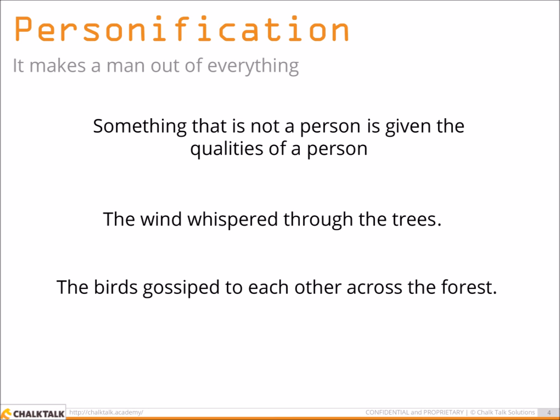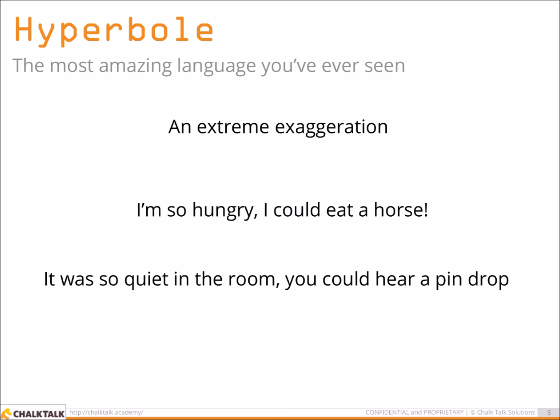Hyperbole is used to make a point through extreme exaggeration. For example, I'm so hungry I could eat a horse. This doesn't mean that someone is so hungry they could literally eat a horse. However, the exaggeration is meant to give the image of an enormous appetite.